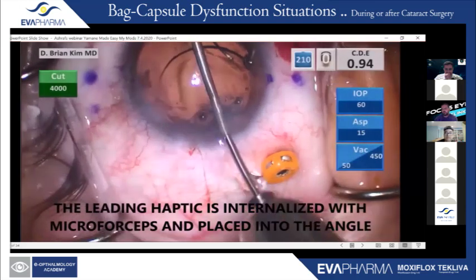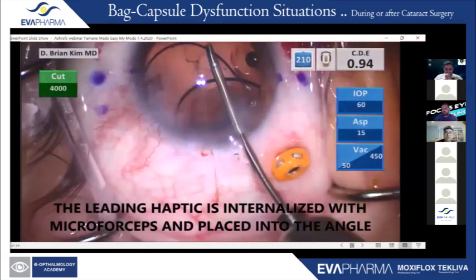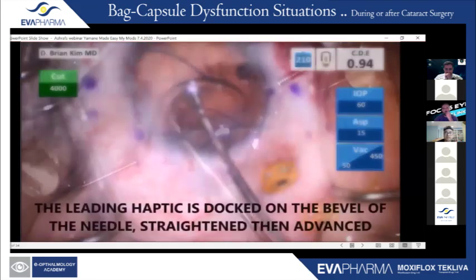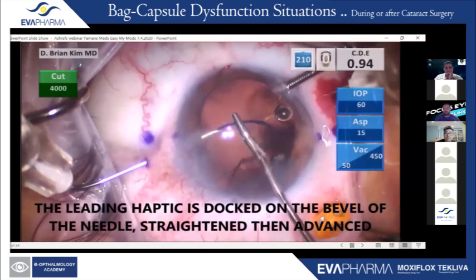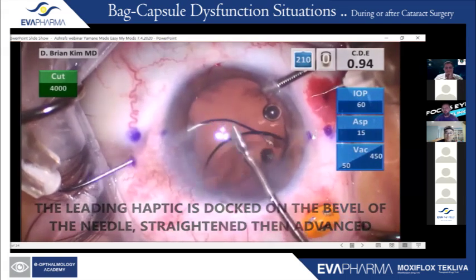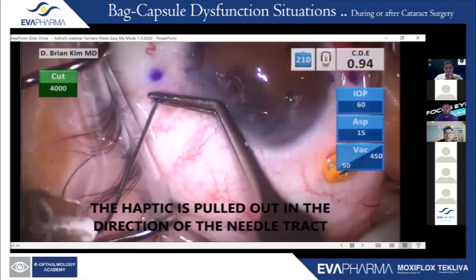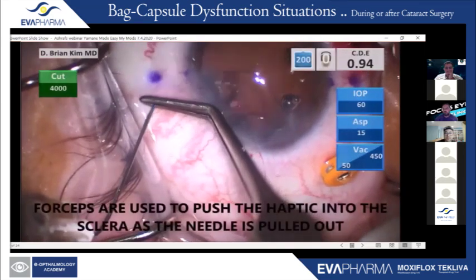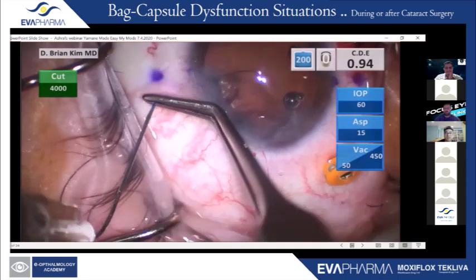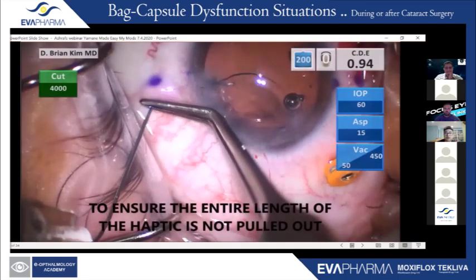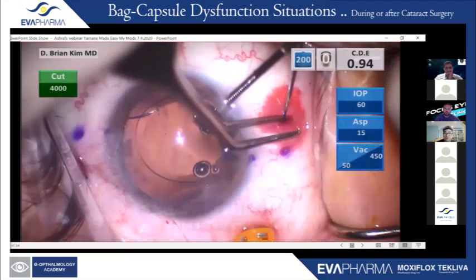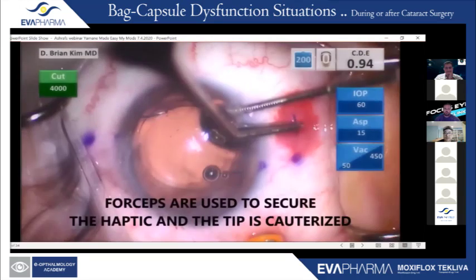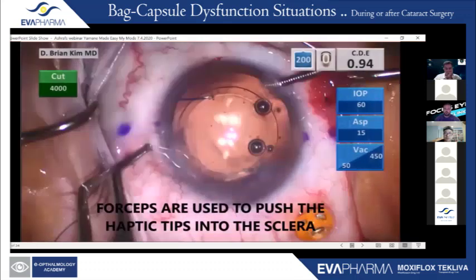The leading haptic is then internalized with microforceps, placing the haptic in the angle, and then you dock the leading haptic into the bevel of the needle. And then you pull each haptic up, making sure that not too much of the haptic comes out, because this can cause too much of the lens to be pulled to the left. And then you do the same technique on the right side, and then internalize the haptics.